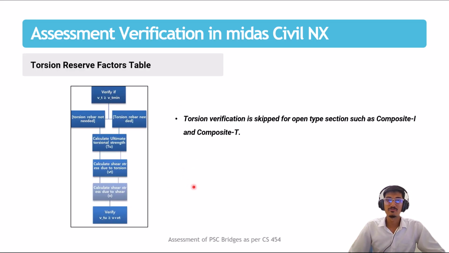I have not provided a snapshot because in the demonstration, the section that we are going with is a composite I section, and the torsion verification is skipped for open type of section in MIDAS CIVIL NX, but it will perform these checks for closed sections like PSC box girder sections. For closed or torsion sensitive PSC sections, the program would be able to evaluate the torsional resistance.